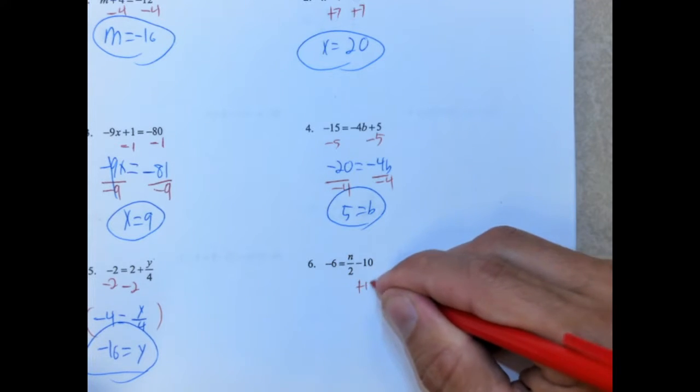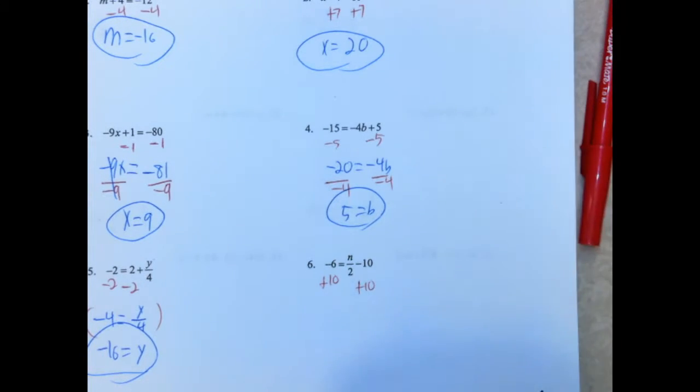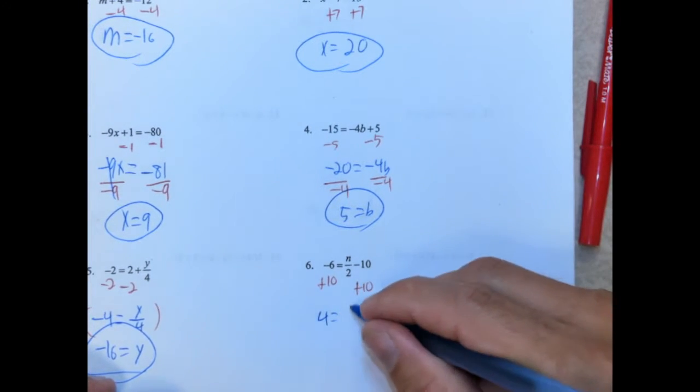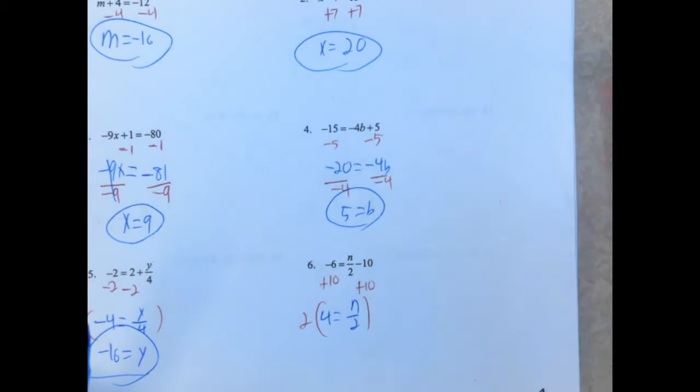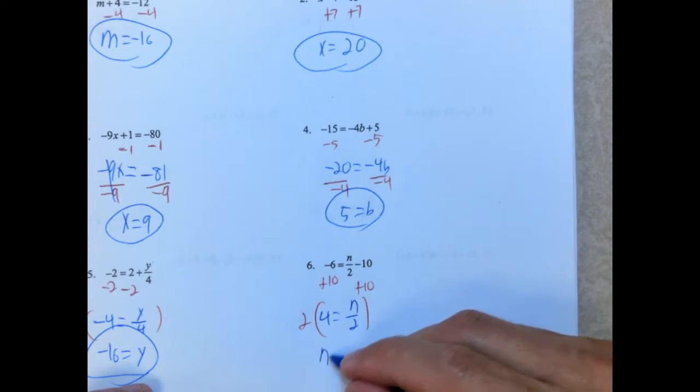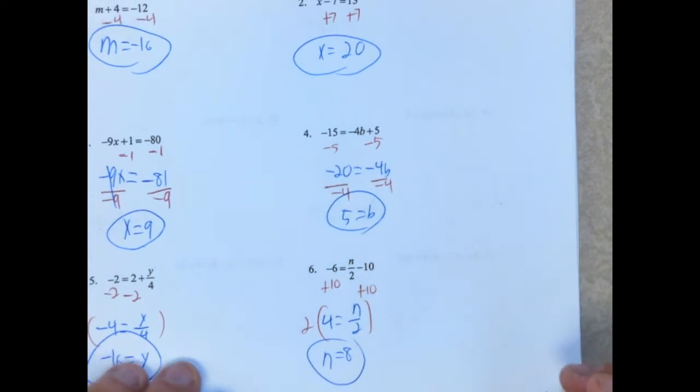We're going to add 10. That's our constant. Negative 6 plus 10 is 4. 4 equals n over 2. Multiply both sides by 2. n is equal to 8. All right, let's show the other side here.